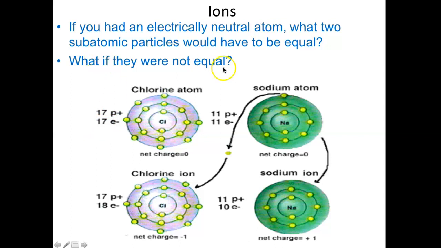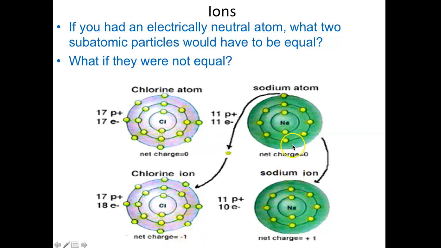So what if they were not equal? Here's a chlorine atom and here's a sodium atom. Sodium has this one little guy, this electron on the outer ring, and it is lost to chlorine. So chlorine's going to steal that guy, and we'll talk about this in ionic bonds. When chlorine gets an extra electron, what happens? Now we have 18 electrons. Now we have a charge of -1, right? Because we just got an extra negative charge. So this whole chlorine ion has a -1 charge.